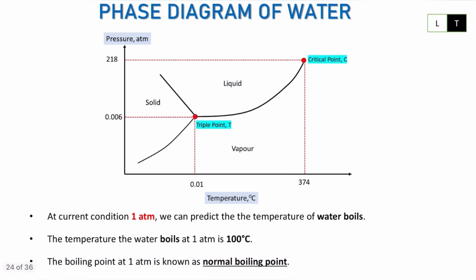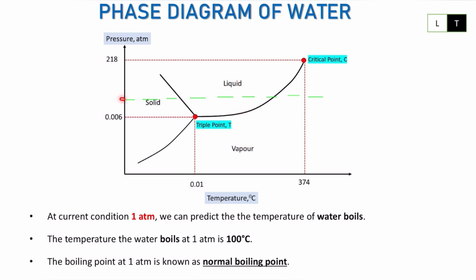Let's discuss for 1 atm juga. So 1 atm kita juga boleh predict temperature of water boils. Let's say I draw again 1 atm crossing from solid phase to liquid and then entering the gas phase. So for boiling point, ianya adalah proses phase changes from liquid kepada gas. So maknanya dia akan cross this line.